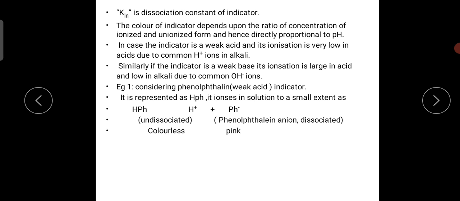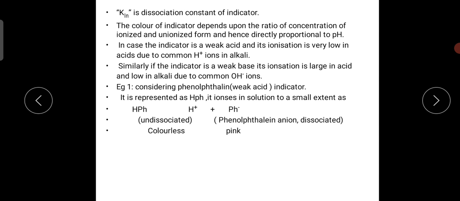So the color of the indicator depends upon the ionized and unionized form concentration, and they are directly proportional to pH also. If the indicator is a weak acid, ionization will be very low due to more H positive ions. If the indicator is a weak base, ionization will increase because H positive will be converted into water. H positive will react with OH minus and result in water. So the ionization will be very large.